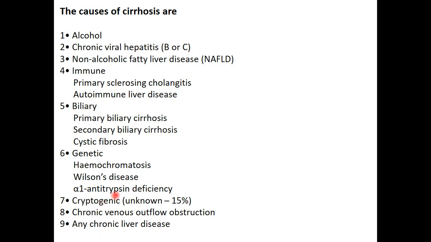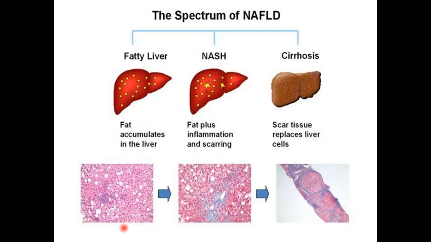Chronic venous outflow obstruction, for example, congestive cardiac failure or constrictive pericarditis or Budd-Chiari syndrome. It may lead to chronic venous outflow obstruction with a congested liver, and finally he may have a cirrhotic liver. Any chronic liver disease may cause liver cirrhosis. So this is the commonest cause of liver cirrhosis.